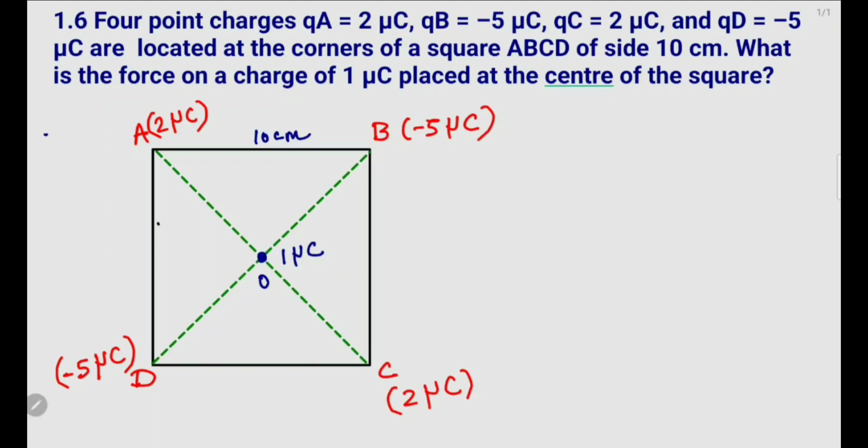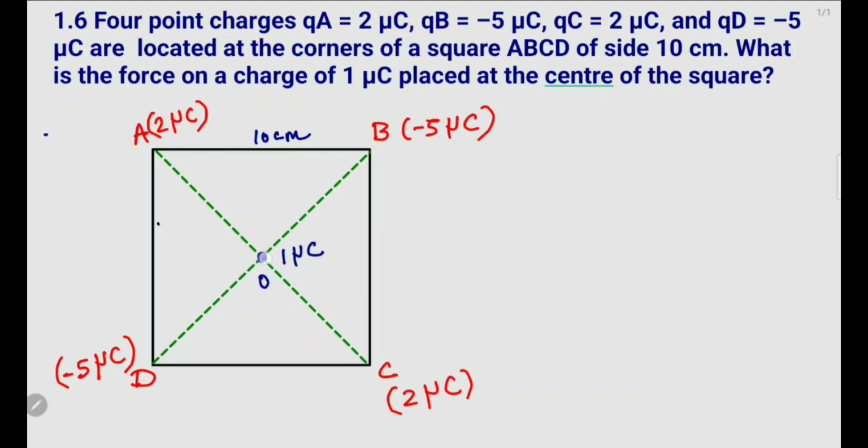Basically, the way to approach this kind of problem is to take each charge at a time. First, what is the force experienced by the 1 microcoulomb because of the 2 microcoulomb? Then for minus 5 microcoulomb, and so on. The 2 microcoulomb is at A, and at the center also you have 1 microcoulomb. So both are positive charges, and like charges repel. A repulsive force is experienced. This 1 microcoulomb will be repelled by the 2 microcoulomb.